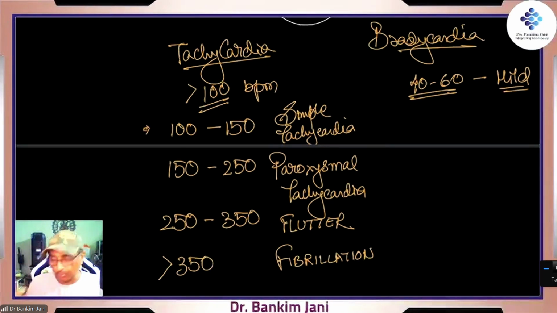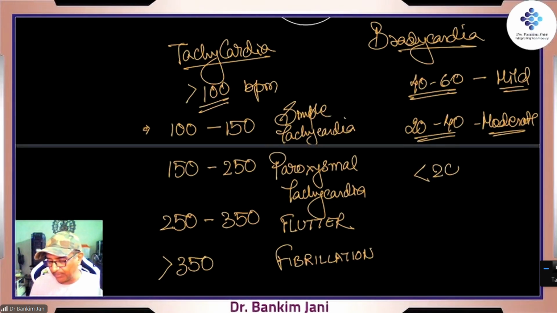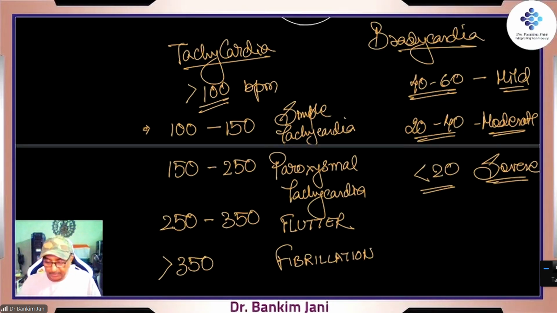When it goes still lower, in the range of 20 to 40, now this is tough, but still it is manageable. So it is called moderate bradycardia. But when it goes less than 20, then it is severe. We'll be watching all the conditions as they come.